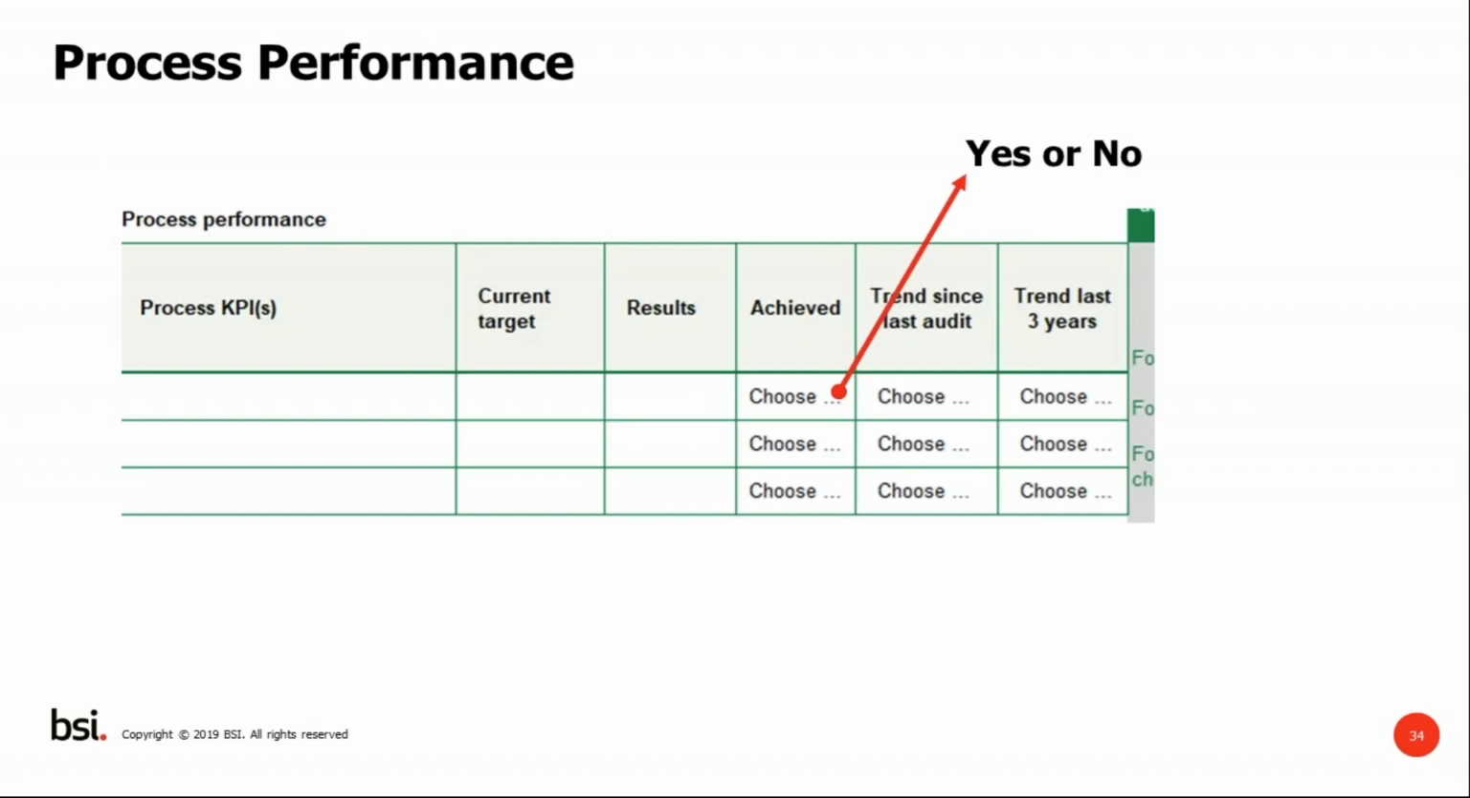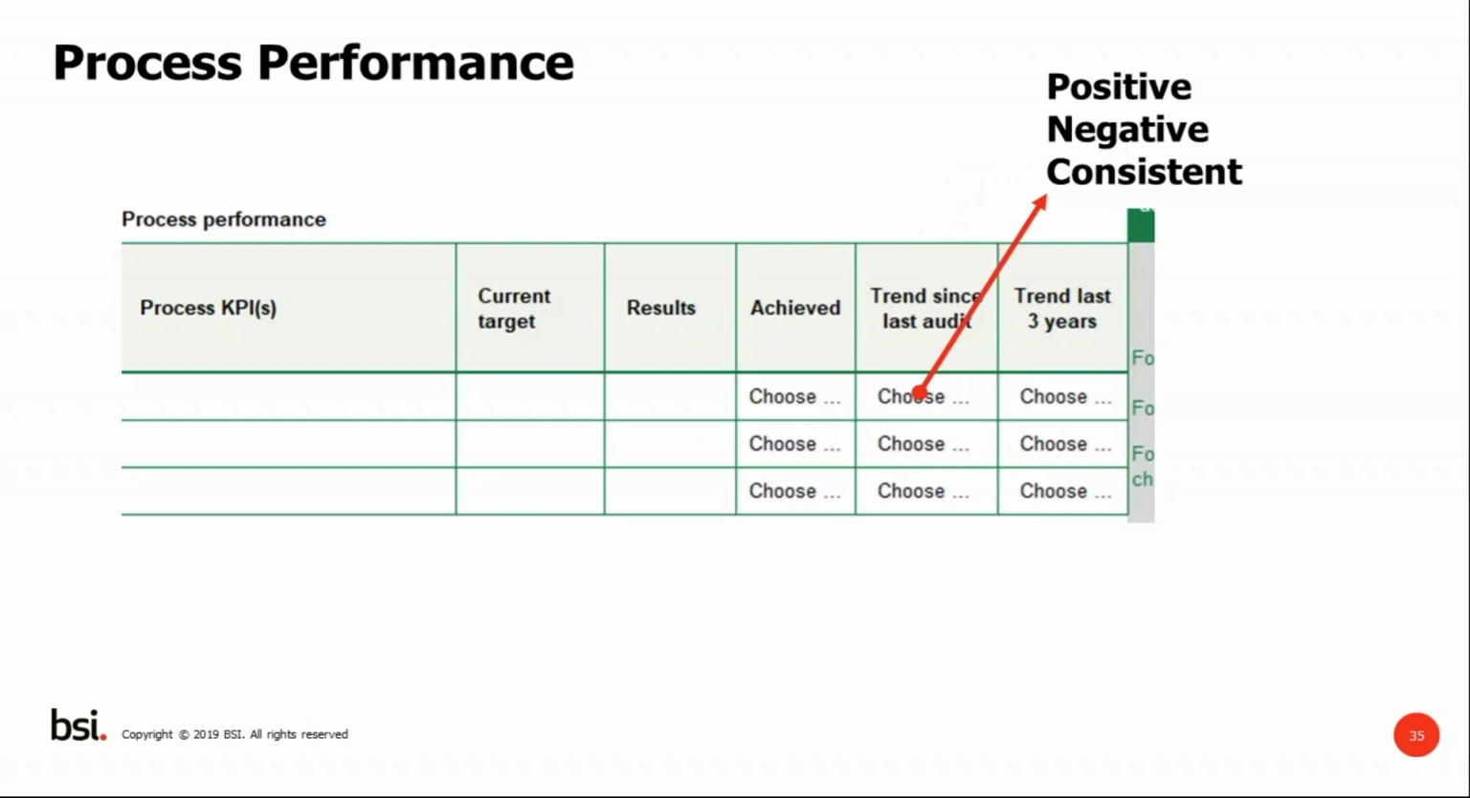So in terms of process performance, every single identified process the organisation has, defined in their quality management system, all the KPIs have to be reviewed and questioned and clarified in the following way. You'll see there'll be an expectation that all the process KPIs are recorded, what the current targets are, and the results. And then there's a question about achieved. So are the results achieved, yes or no?